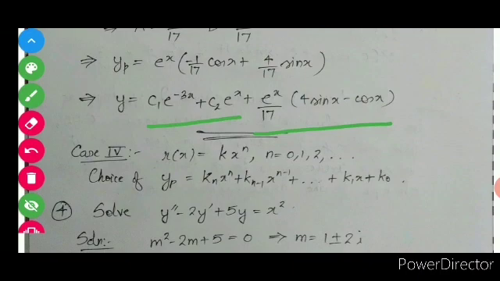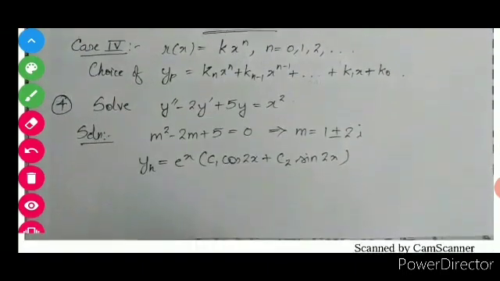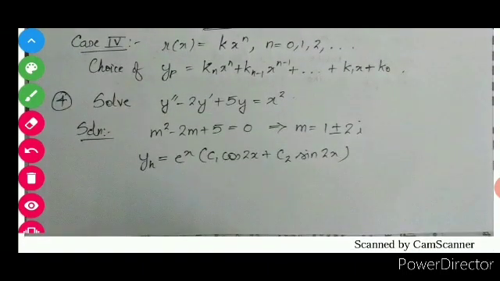Now we will move on to the next case. The next case is, suppose your right hand side is a polynomial. It can be something like kx raised to n, or any sums of terms like that, a polynomial like x square plus x, anything of that sort. In that case, suppose your right hand side is kx raised to n, then your choice of yp will be kn x raised to n plus kn minus 1 x raised to n minus 1 plus etc., k1 x plus k0. That is, if your right hand side is kx raised to n, you have to replace that with the expression of a general polynomial of degree n, with all terms.